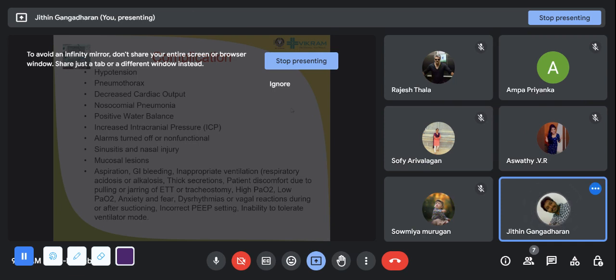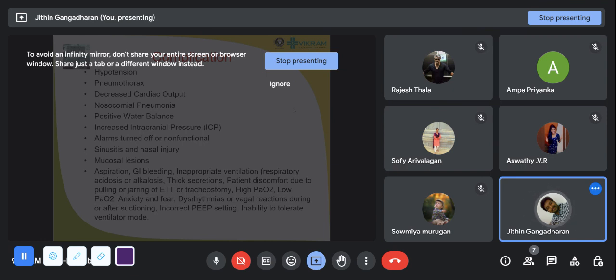Next, the areas from which you can get questions is the complications. What are the complications of this mechanical ventilator? First thing, hypotension will be there. Then pneumothorax. Just study these things. That's all. You need not know the physiological changes in between. If you want, I can explain it, but there is no point, and that's just a waste of time for your Prometric examination. Just study this.